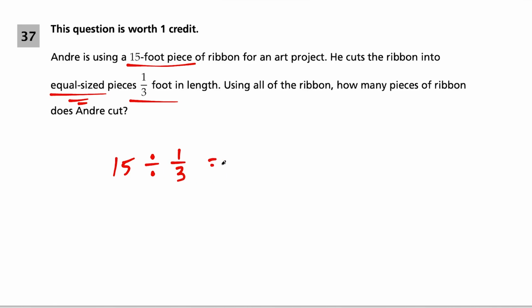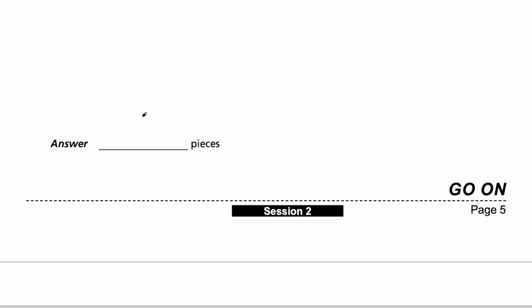And anytime you want to divide by a fraction, you could use the technique keep, change, flip. So we keep the first number 15, we change the operation to multiplication, and then we flip the fraction to 3/1. And now just know here, 3 divided by 1 is 3, so we're going to do 15 times 3, and this tells us that there are 45 pieces of ribbon. Okay, that's how many pieces that Andre is going to cut. So our answer to 37 is 45 pieces.